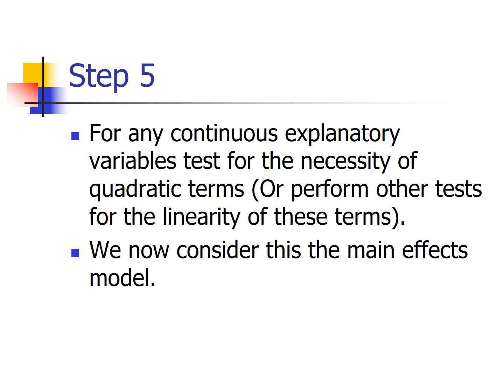For any continuous explanatory variables, test for the necessity of quadratic terms. So consider adding some second order, some squared terms. We didn't go over it, but there are also in logistic regression things called tests of linearity, which are ways of performing tests to see whether we need quadratic terms. But one way or another, consider the possibility that our continuous explanatory variables might need quadratic terms. This now becomes our main effects model.